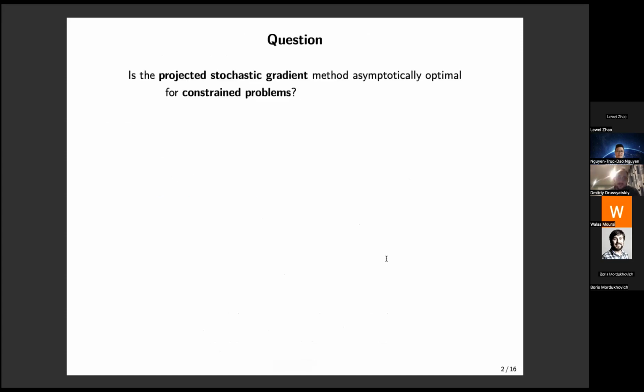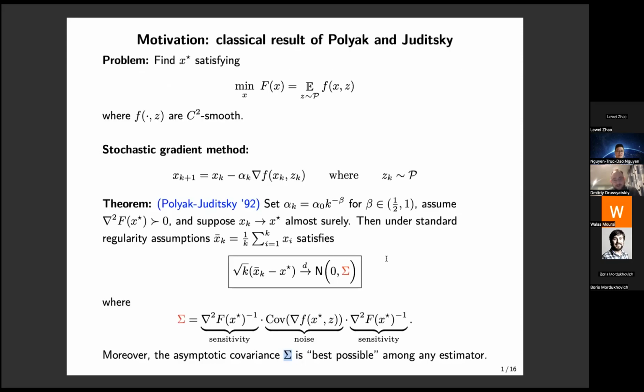So the question now I want to ask is what happens when we have constraints or any kind of non-smoothness whatsoever? So if it's not just minimizing such an expectation, but rather minimizing such an expectation over a constraint set, or if you have a non-smooth regularizer, everything I'm saying will be for constraints, but you can imagine that everything extends over to regularized problems as well. So what happens? Can we talk about the asymptotic normality of the stochastic gradient method at all?